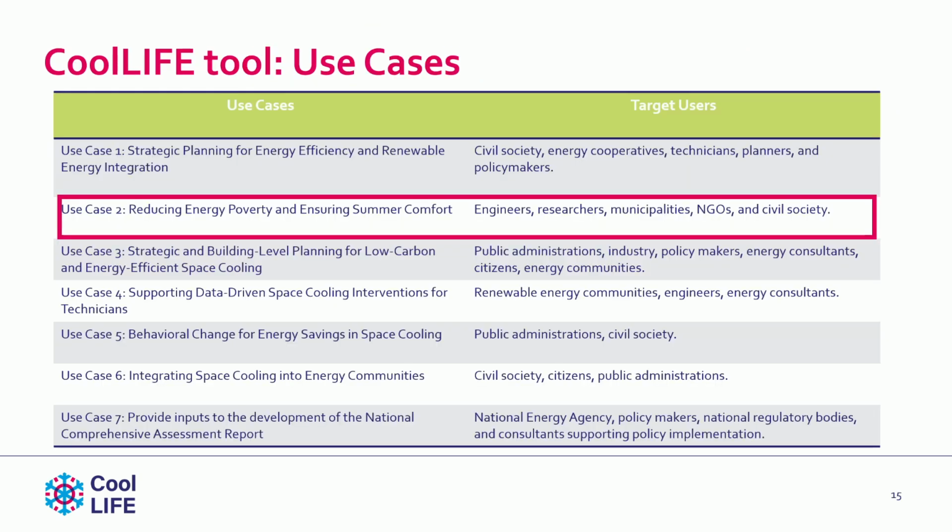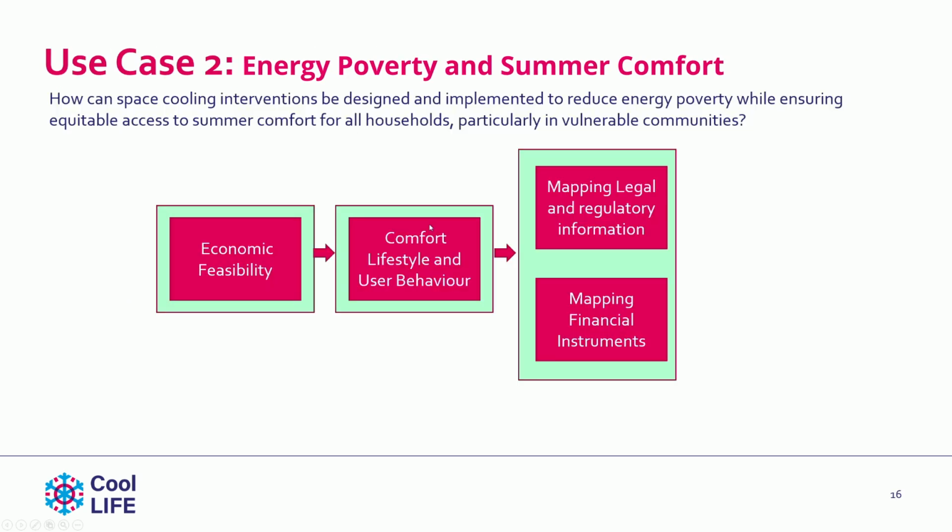Use case 2 talks more about energy poverty and ensuring summer comfort, and the target users for this use case are quite wide, including people from a technical background, but also NGOs and civil society, which could contribute towards reducing energy poverty. So for this use case, we try to answer the research question: how can space cooling interventions be designed and implemented to reduce energy poverty while ensuring equitable access to summer comfort for all households, particularly in vulnerable communities?